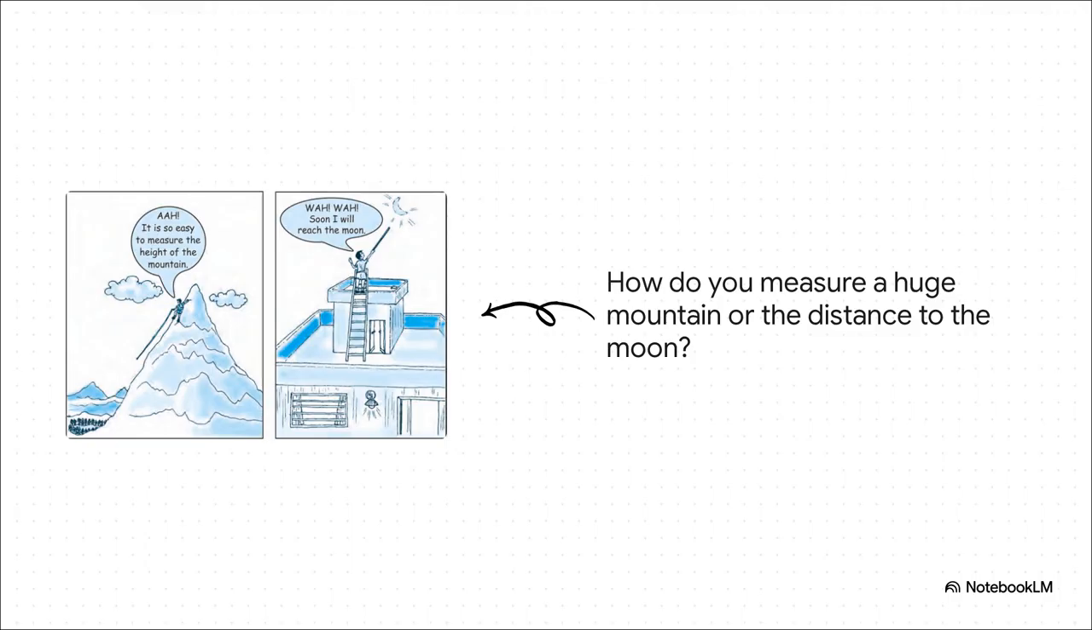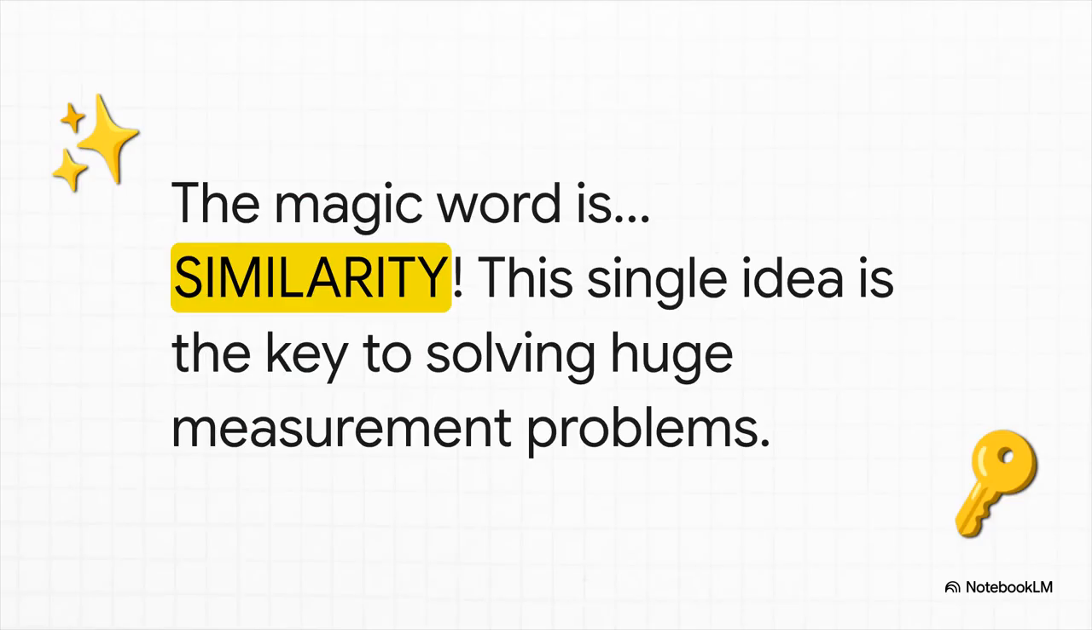You know, have you ever just looked at a massive mountain and thought, how on earth do they even measure that? I mean, you can't exactly take a giant measuring tape up there, right? Well, the secret to solving these huge problems is hidden right here in this chapter. And the one magic word that makes all of this possible is similarity. Yep, this single, simple idea is the key to everything. So let's figure out what it actually means.